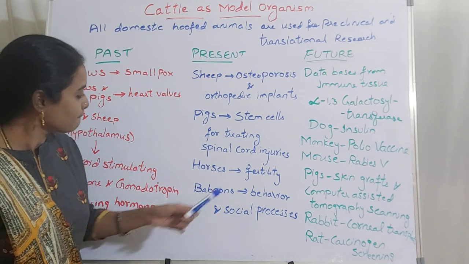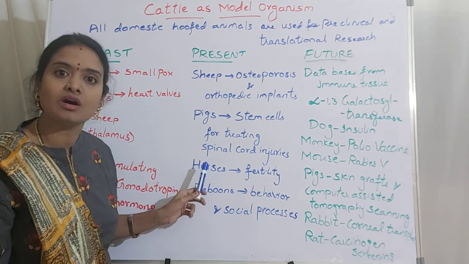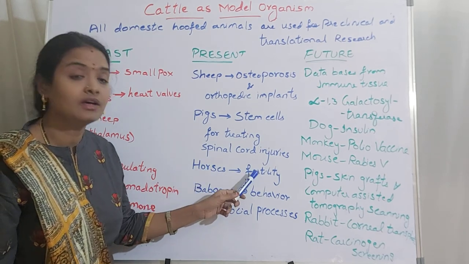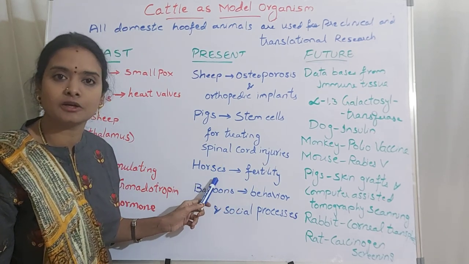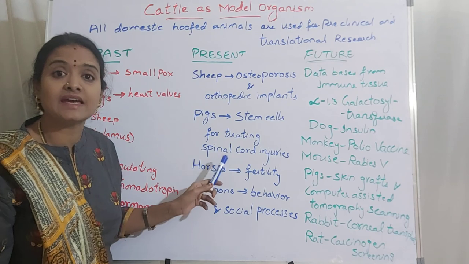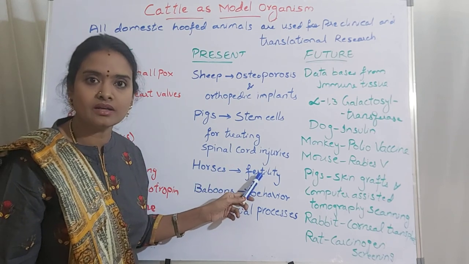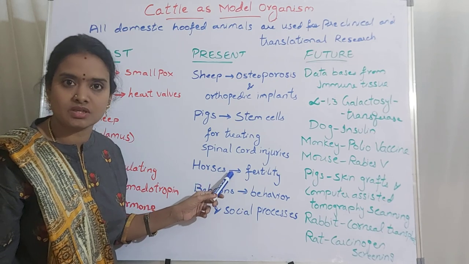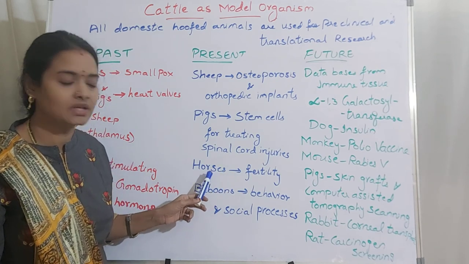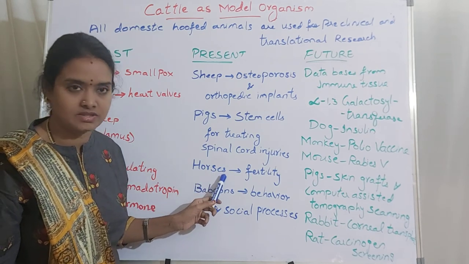So here they are doing research on these female horses for fertility. They are checking the follicle stimulating hormone produced as the age is increasing, what is the quality of the egg they are producing, and how that can be improved. That is the research going on in horses.